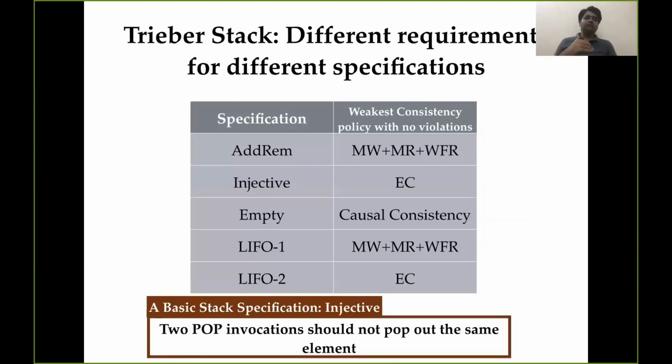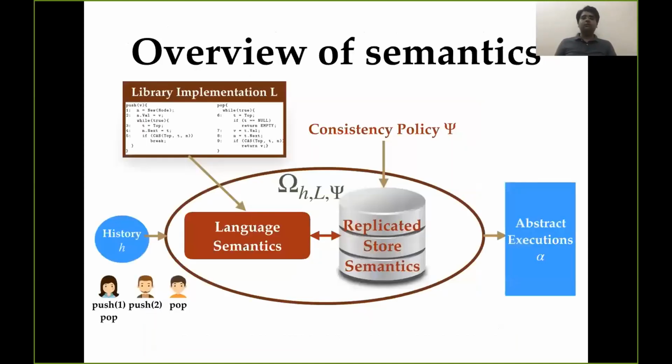In particular, the specification injective, which says that 2 pop invocations should not pop out the same element, is actually preserved under eventual consistency. So this motivates our approach of designing a semantics and verification framework that is parametric in the consistency policy, and of breaking down the specification into multiple orthogonal axioms or correctness properties. So now we will give a brief overview of our semantics.